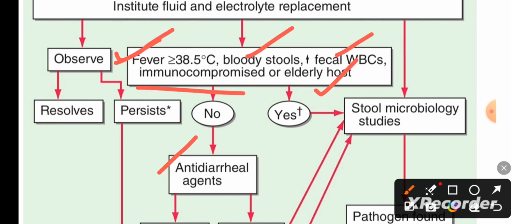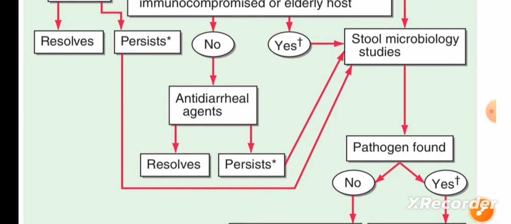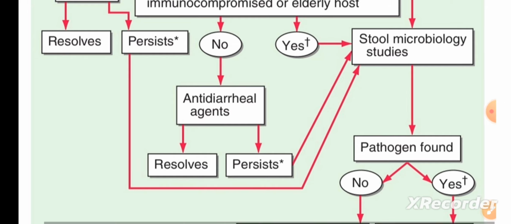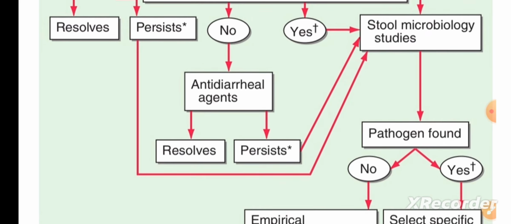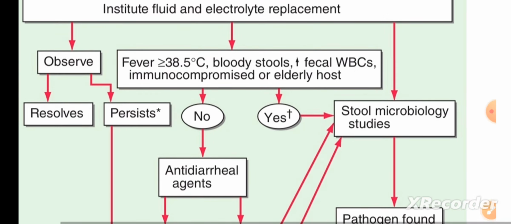If the patient does not belong to any of these criteria, then we go for antidiarrheal agents and see whether the symptoms resolve or persist. If the patient is resolving, then it's okay. If the symptoms do not resolve even after starting antidiarrheal agents, then we'll go for stool microscopy.